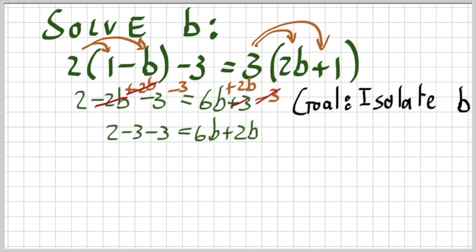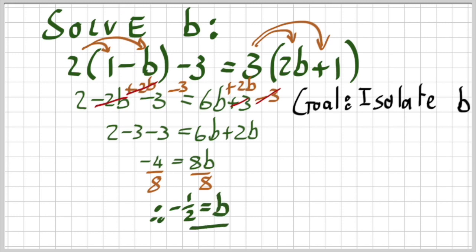2 minus 3 equal to 6b plus 2b. On the left-hand side, I've got negative 4. On the right-hand side, I've got 8b. And therefore, I'm going to divide both sides by 8, and that gives me that.